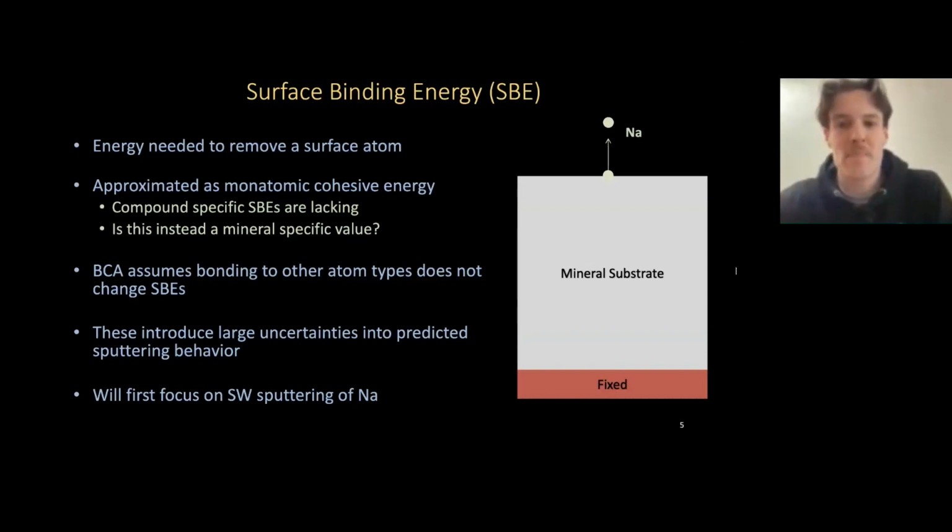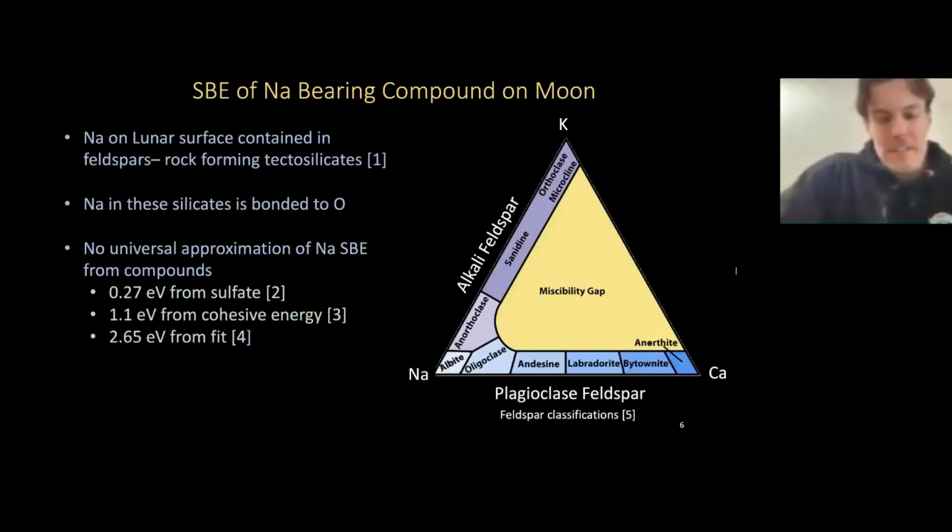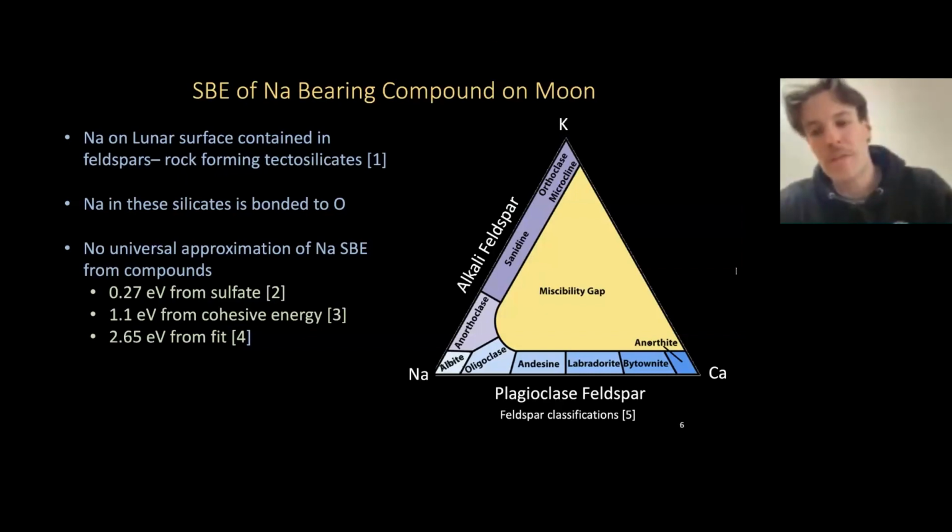If we're going to talk about the surface binding energy of a sodium-bearing compound on the moon, we want to think about where we are most likely to see sodium on the moon and in what kind of mineral. Sodium on the lunar surface can be contained in feldspars, which are rock-forming tectosilicates. I've shown you an example here on the right. But basically, in all these silicates, sodium is bonded to oxygen. The problem is that there's no universal approximation of the sodium surface binding energy from such a compound.